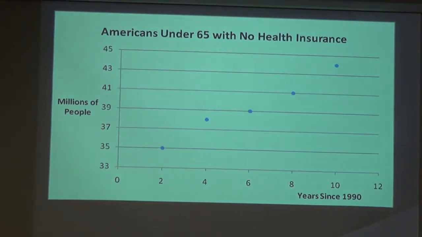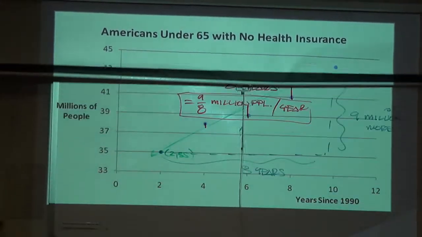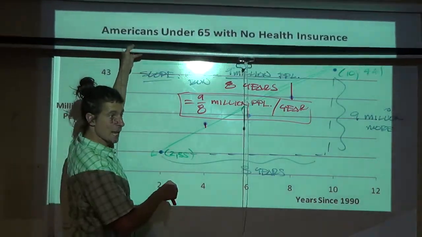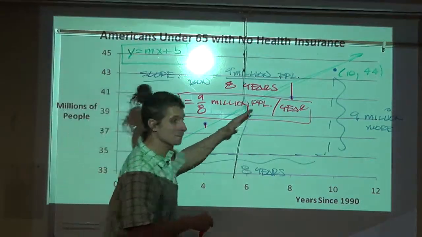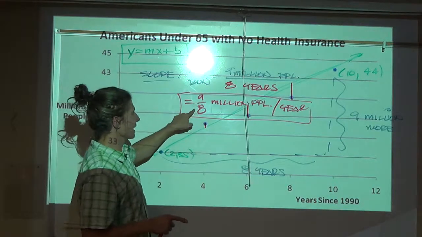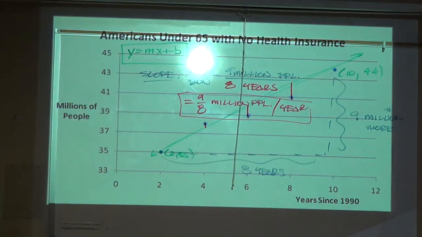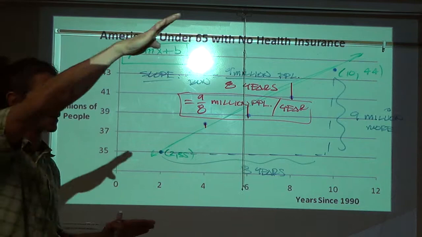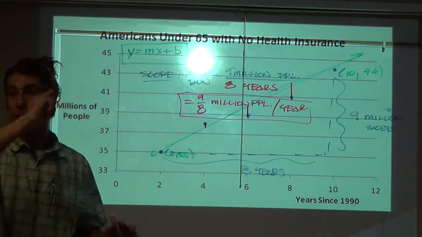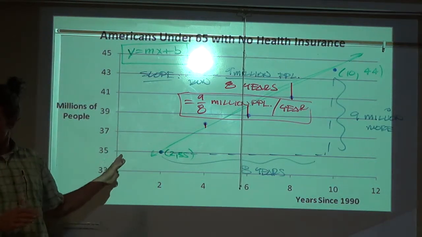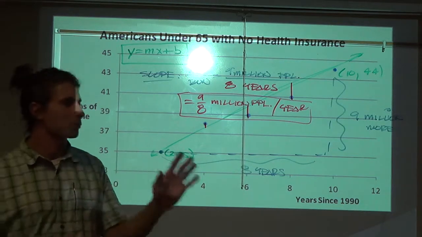But the point is that it doesn't have to go up 2.25 every single 2 years. But over that time, if you want to use this model that we sketched in, it averages 9/8 or 1.125 million people per every 1 year. That's the idea of a slope when you're applying it to data. It gives you an average rate of growth. On average. There were some 3s in there, and there were some 1s in there, and there were some 2s in there.